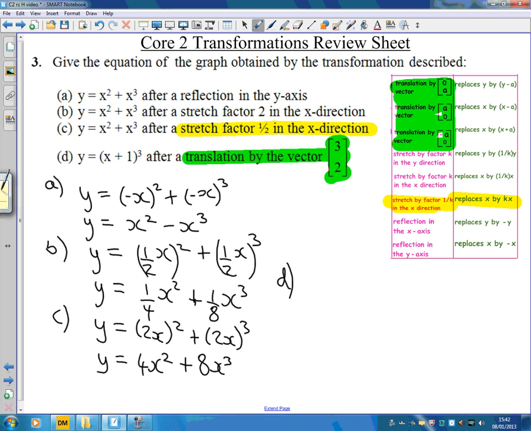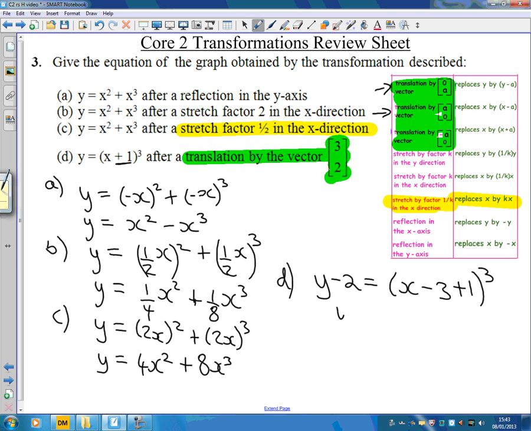Okay, so this is what we're going to do with our translation. So in the y direction, we're going to replace y by y minus the number. So that's y minus 2. So y becomes y minus 2. Now in the x direction, I'm going to replace x by x minus the number we're translating by. So x is going to become x minus 3. Now in this bracket there's also a plus 1, so I still need the plus 1 because I've only replaced the x, and that's all cubed.